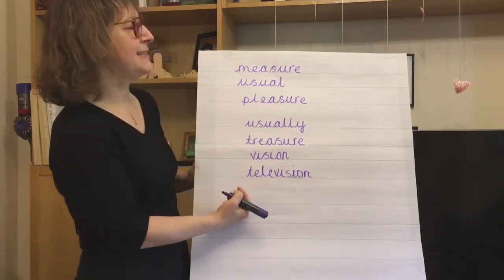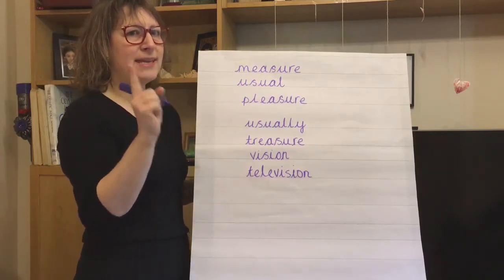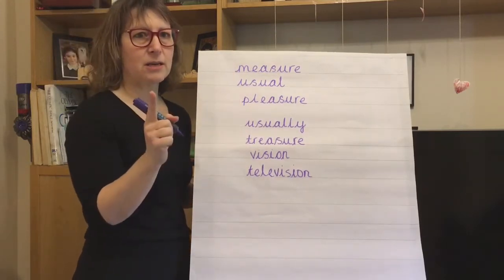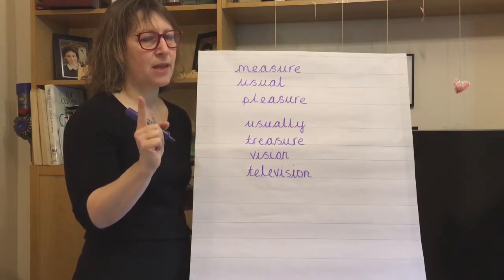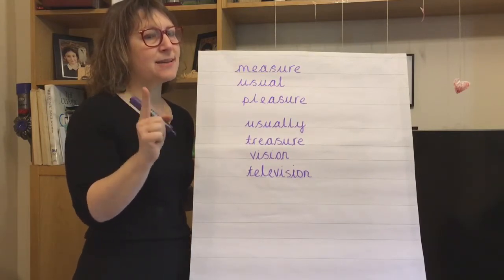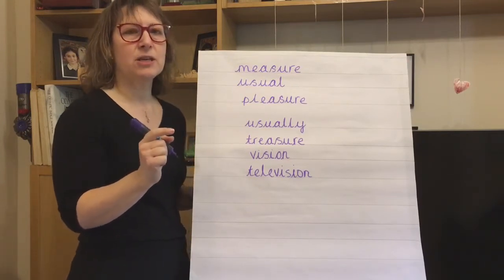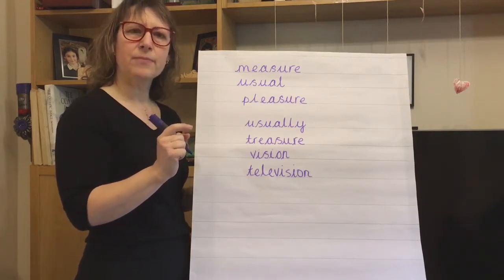The next word is leisure. Now, before you go, yes, I can do this. Measure, pleasure, treasure, leisure. This one's here to trick us. I'm going to tell you it doesn't have an "a" in it. Have a go. Leisure. What do you do for leisure?